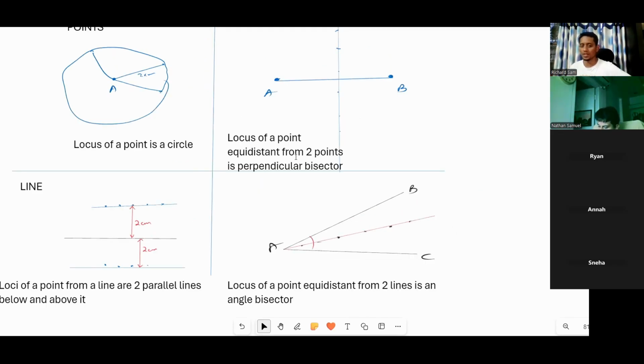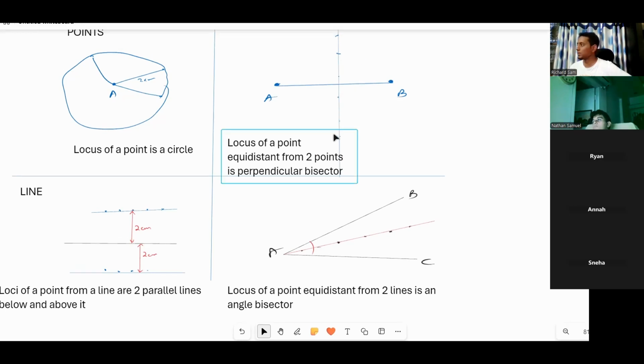So let me ask you again. Why is the locus of these 2 points a perpendicular bisector? Because any point drawn on this locus will be equidistant from A and B. From that point to A also same distance, to B also same distance. Say A is Pune and B is Mumbai. And you're standing here at this point. From that point to Mumbai also and to Pune also will be the same distance.